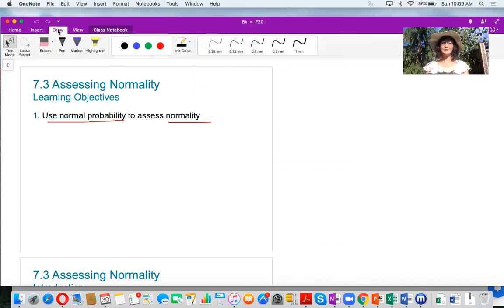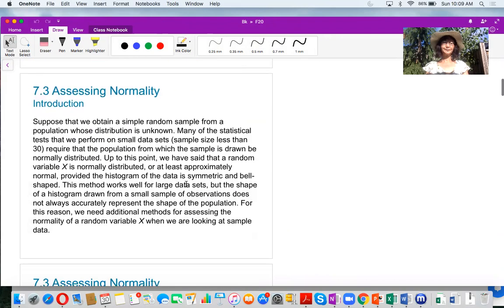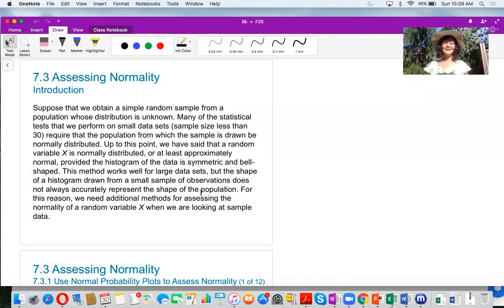By the end of this lecture, you will be able to use normal probability plots to assess normality. Suppose that we obtain a simple random sample from a population whose distribution is unknown. Many of the statistical tests that we perform on small data sets require that the population from which the sample is drawn is normally distributed.